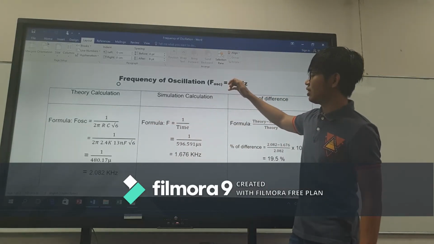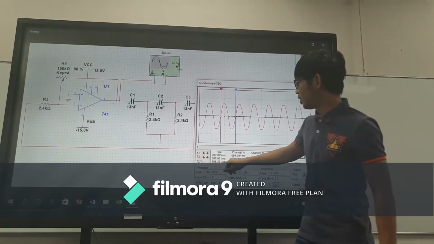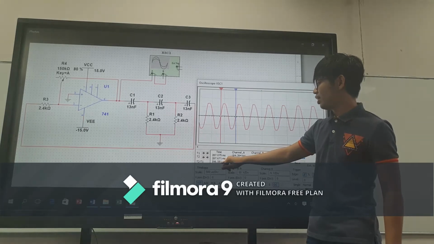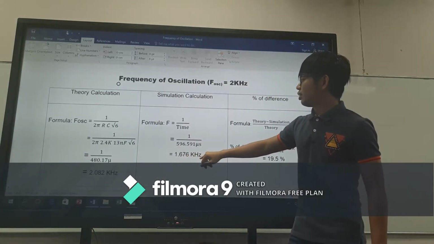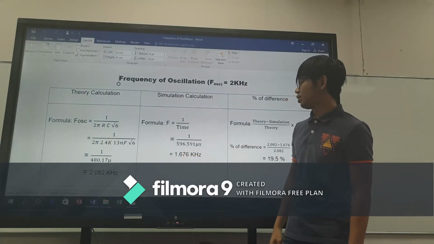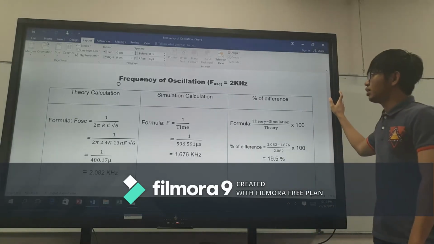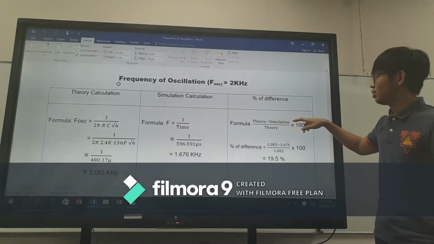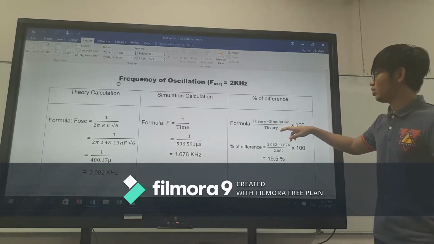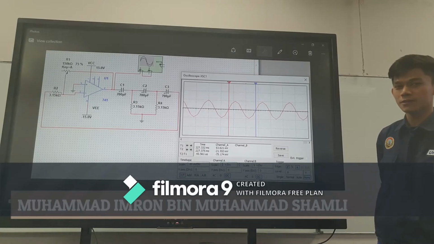For the simulation circuit, the formula is 1 over time. In the result we get a time of 596 to 591 microseconds, and we get the answer 1.676 kilohertz. And last, how to get the percent difference? The formula is result theory minus result simulation over result theory, and we get 19.5%. Thank you.